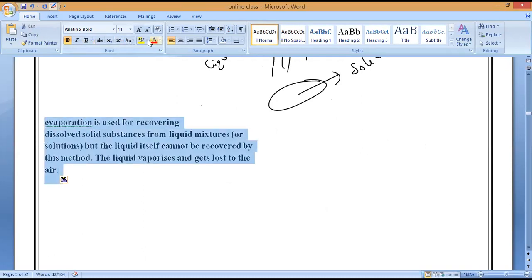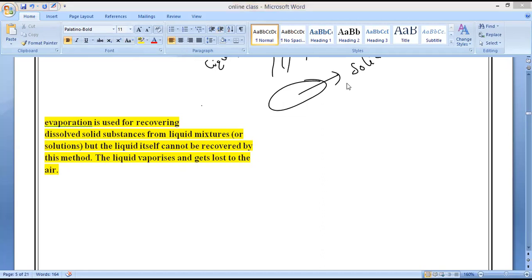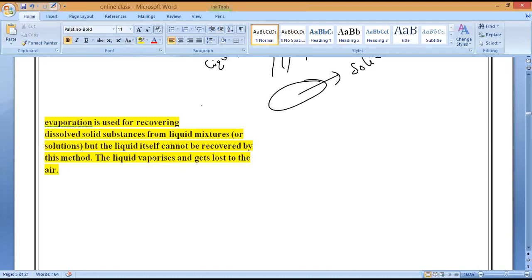So all of you should note it down. Evaporation is used for recovering dissolved solid substances from liquid mixtures, but the liquid itself cannot be recovered by this method. That is why liquid vaporizes and gets lost to the air. Understand everyone? Is it possible to recover the liquid by the evaporation technique? No, sir. No.